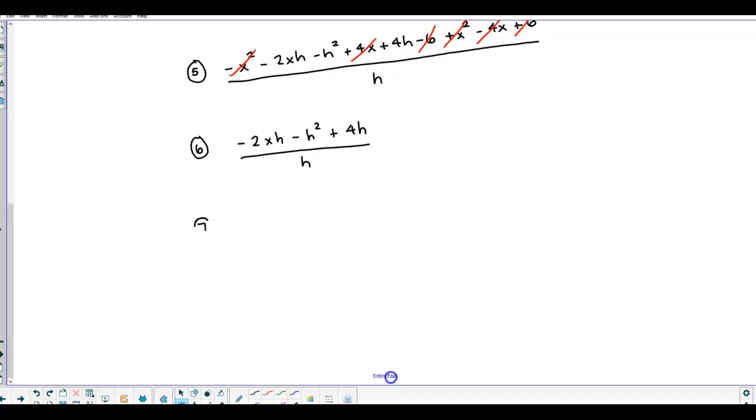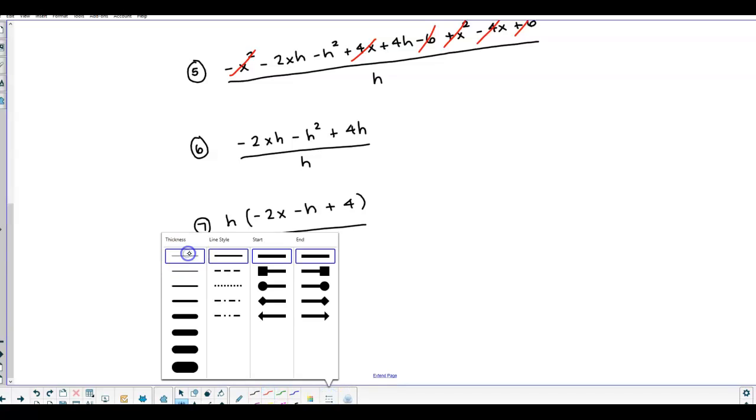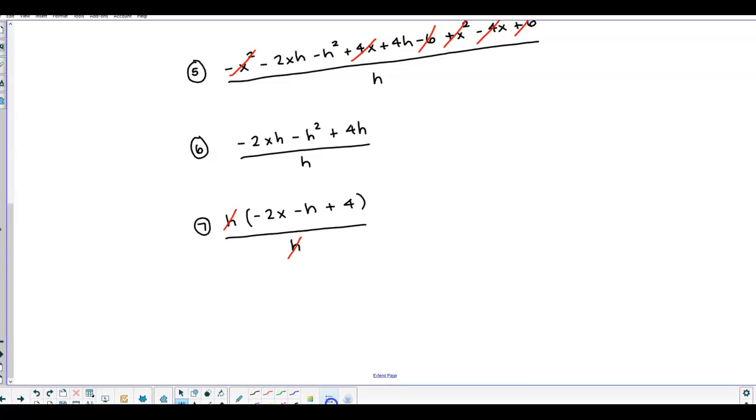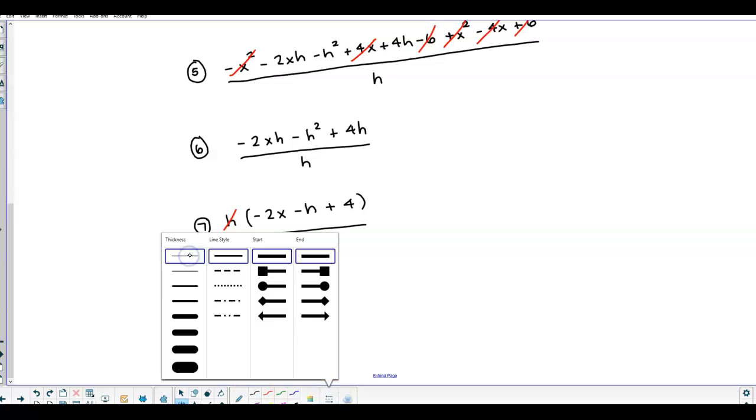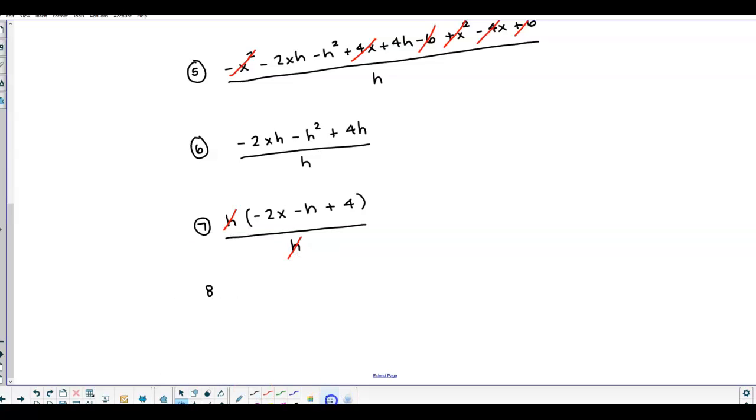Now in our numerator, we have one thing in common, which is an h. So we can factor out the h, and what's left is negative 2x minus h plus 4, and we're going to divide that by h. That allows us to eliminate the h, and then what we have left is negative 2x minus h plus 4 as your result.